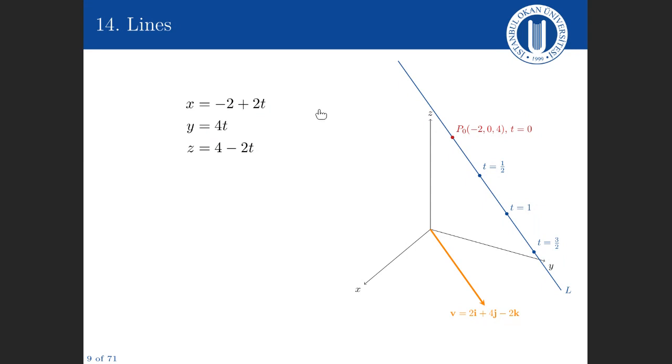And then for each value of t in the real numbers, we have a point on the line. For example, if t is equal to half, we're at this point on the line. t is equal to 1, we're at this point. t is equal to 3 over 2, we're at this point, etc. We can go the other way. t is equal to minus 1, then we're going to be at this point on the line. In this picture, I've also drawn the vector v. You can see that the line is parallel to the vector v.